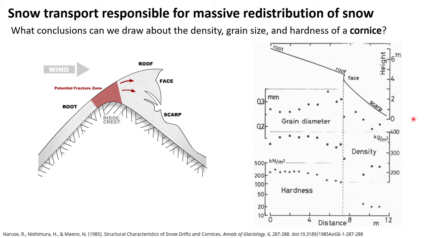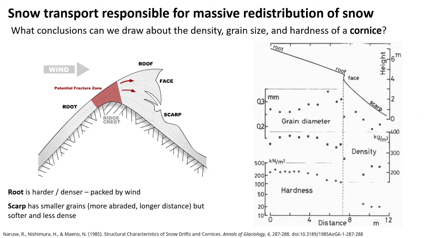And so pause the video here and see if you can come up with a hypothesis to this question: what conclusions can we draw about the density, grain size, and hardness of a cornice based on these four different regions, and what you know about the wind direction and the anatomy of one of these cornices?